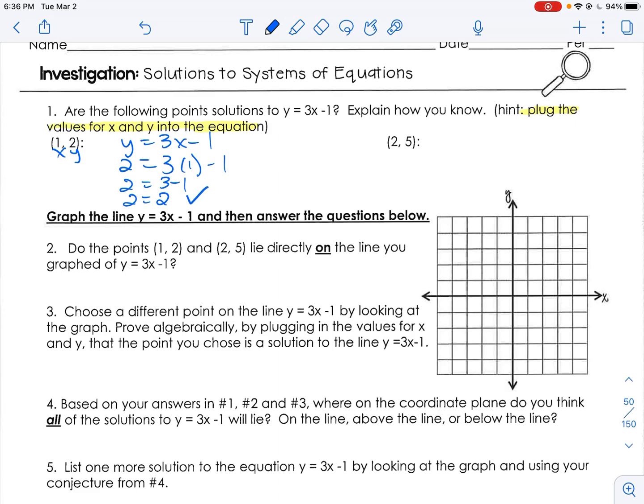Is that true? It is true. So yes, this is a solution. Okay, we're going to do the same thing over here. We're going to replace the x and the y, remembering that that's x and that's y. So I'm going to replace y with 5 and x with 2. 5 equals 6 minus 1. 5 equals 5. So hooray, that works. So this also is a solution, because when you plug it into the equation, it comes out true.